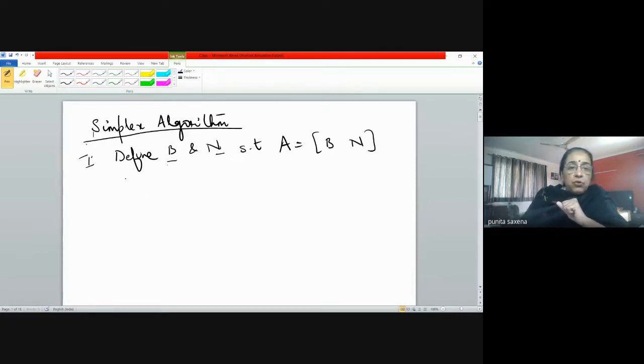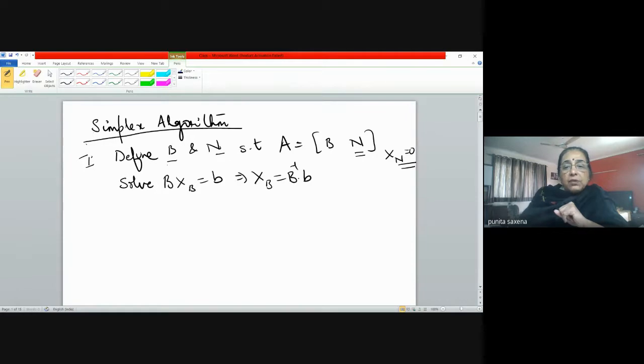Okay, and then we solve the system. The moment we do this, we are treating our xN as zeros, so we won't consider that. We'll simply solve our system B xB equal to b, so that xB is nothing but B inverse b. We'll be calling this our b bar, which will be the solutions at this stage. That means for this choice of B and this choice of N, this will be my solution for this particular stage.